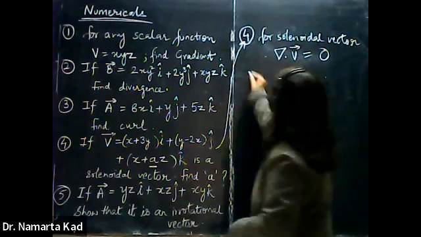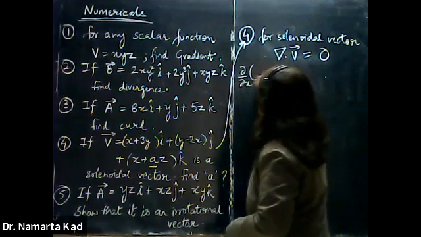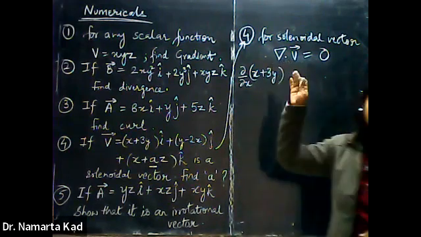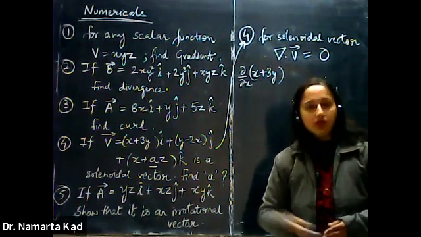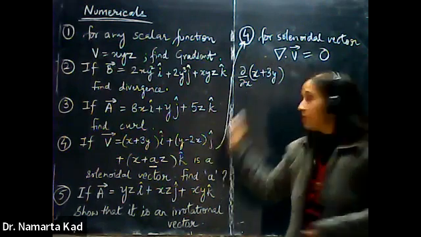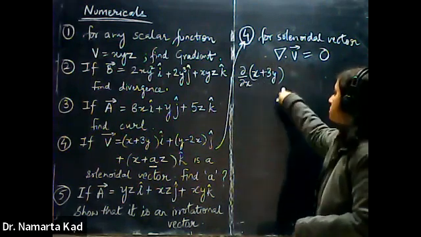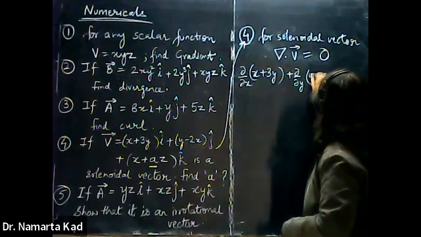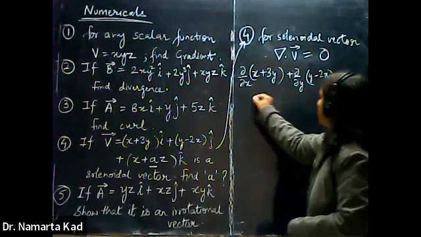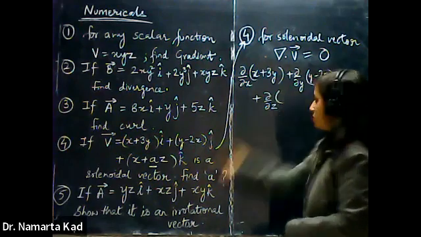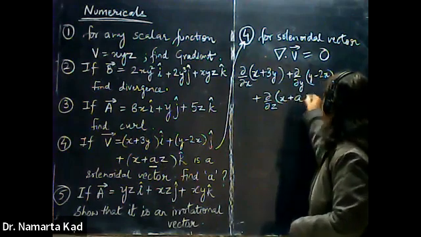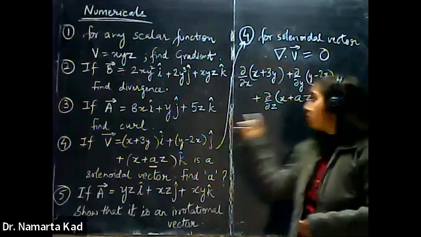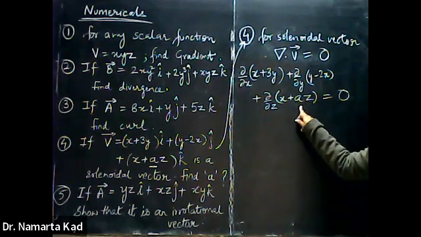So del dot v comes out to be curly by curly x of (x plus 3y). And as we know that del dot v gives you a scalar quantity, so there will not be i, j and k. So it can simply be written as curly by curly x of (x plus 3y) plus curly by curly y of the next term (y minus 2x) plus curly by curly z of the third term, that is (x plus az), and this is equal to 0. And from here we have to find the value of this a. This is our question. Okay, so just solve it.